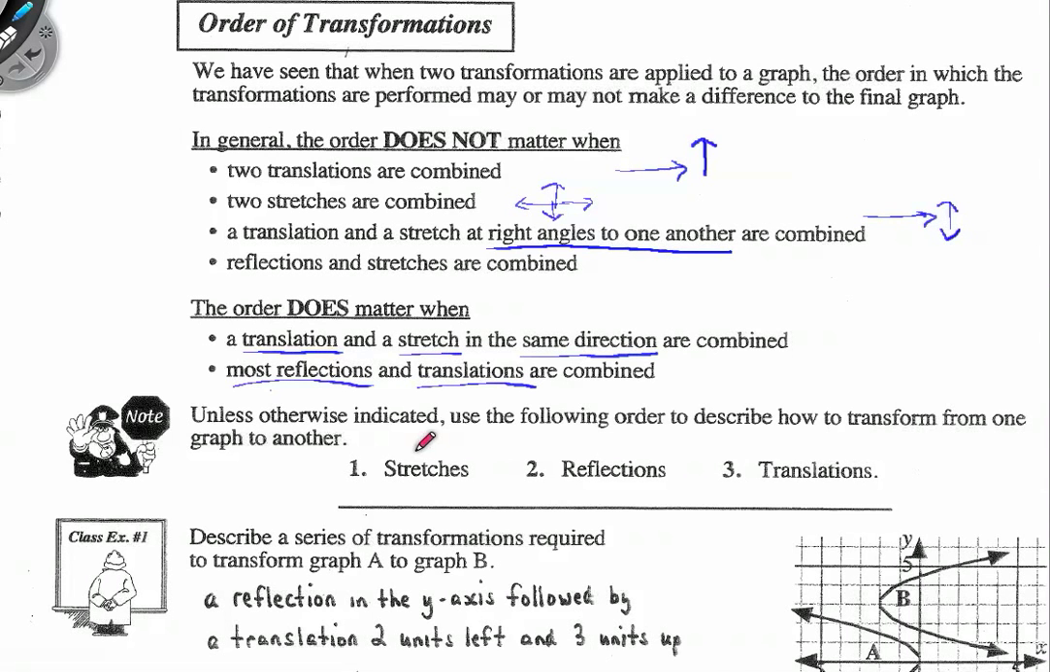Describing the changes. Describe stretches first. So describe any stretches that may have happened first. Describe any reflections that have happened second. And lastly, finish with any translations. So, some kind of mnemonic with S, R, and T, SRT.